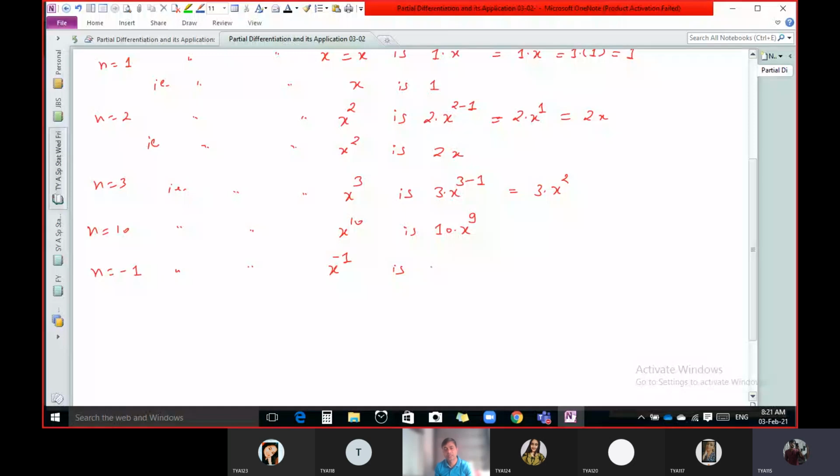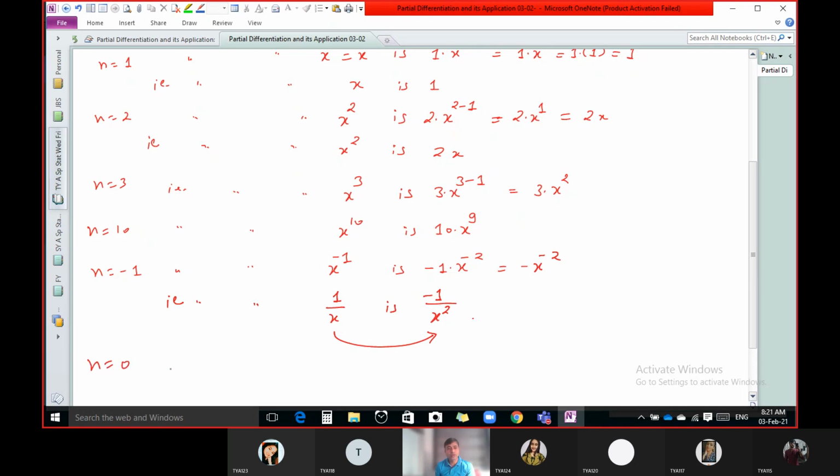Minus x raised to minus 2. Yes, minus 1 into x raised to minus 2. No need to write minus 1, so you can write only minus x raised to minus 2. Yes, you are right. That is derivative of x raised to minus 1. You can write 1 upon x, and the derivative is minus 1 upon x square. So derivative of 1 upon x is minus 1 upon x square.